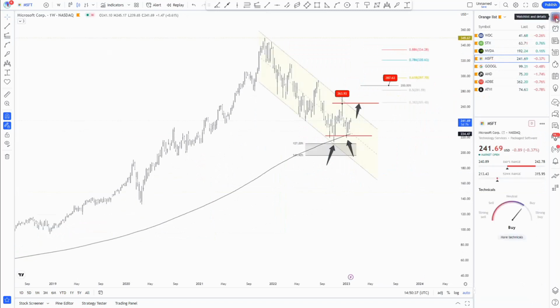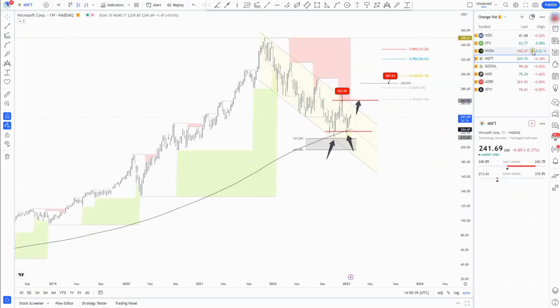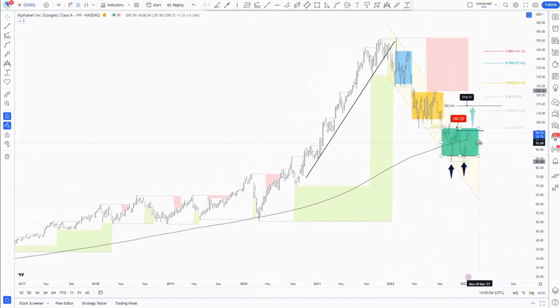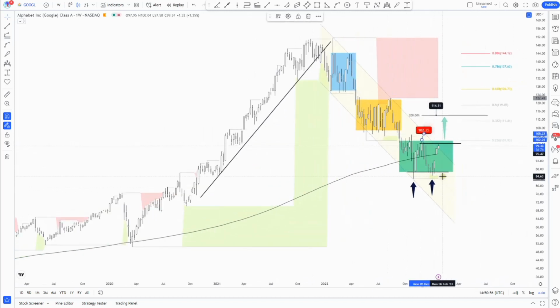Microsoft, I showed you already. Microsoft, Google. Let's go into Google. I shared this chart before on socials, also with a technical double bottom. This is Google with a technical double bottom, also above the 200 moving average. We have a fractal resistance at 102.25.